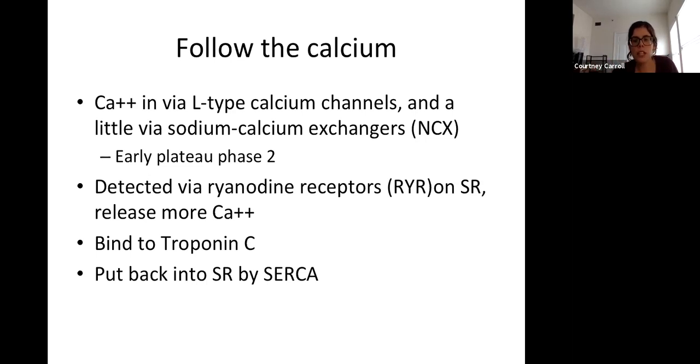Once calcium is released from the ryanodine receptors, now we have a wave of calcium. So calcium will first come in a little bit via these L-type calcium channels, and then a wave of calcium will enter the muscle cell from the sarcoplasmic reticulum. Those will bind to troponin, releasing that block, and will start the contraction process. They will then be put back into the sarcoplasmic reticulum by a protein called SERCA.